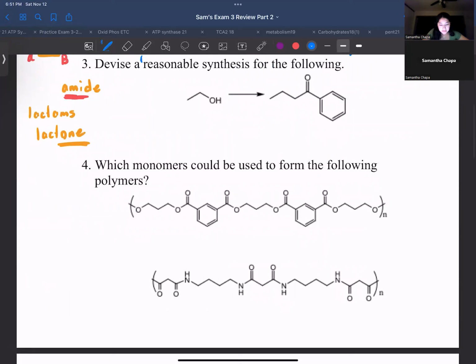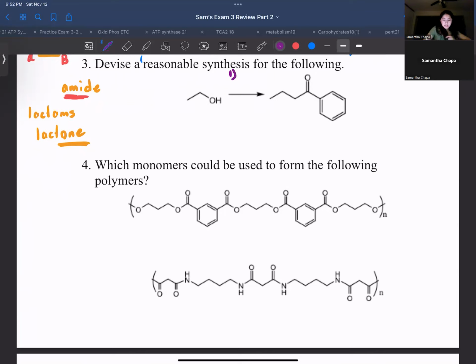For number 3, devise a reasonable synthesis for the following. So this one, I would want you guys to try this out by yourselves, so pause the video and then do it. This one's a little bit harder. I just wanted to do this to reintroduce you to some of the reagents that we use in OChem 1, which you could be using in your final exam or in this test when they give you a synthesis problem.